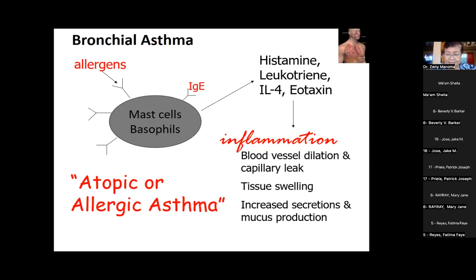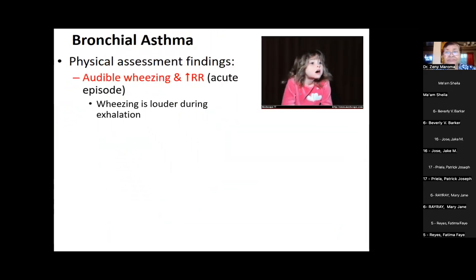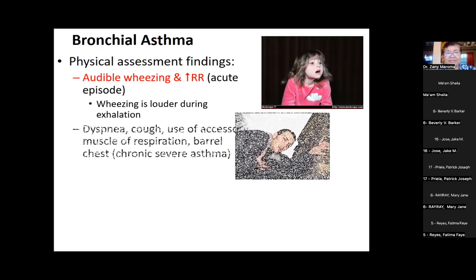So, anong physical assessment? There's audible wheezing, an increase in RR, acute episode. Wheezing is louder during exhalation, meaning there's inspiratory and expiratory wheezing. Audible. Ano ibig sabihin ng audible? Ibig sabihin, maririnig mo yung huni ng kanyang paghinga even without stethoscope. Audible wheezing. That's the earliest manifestation.